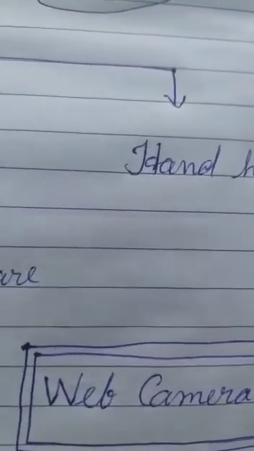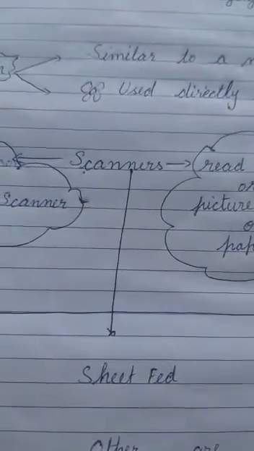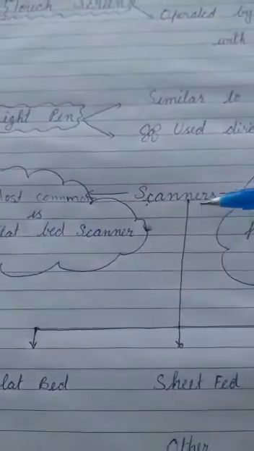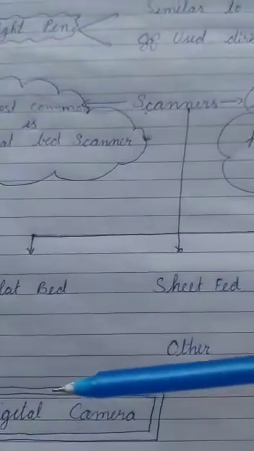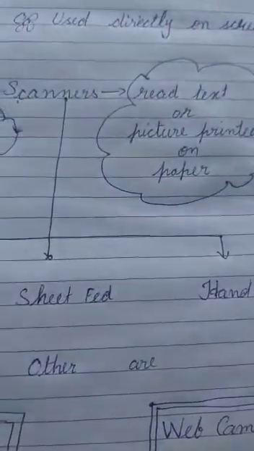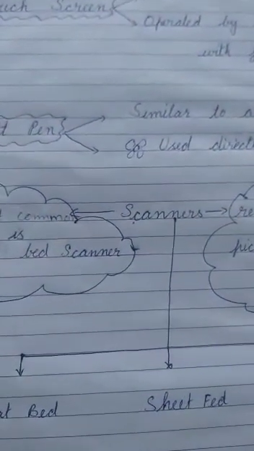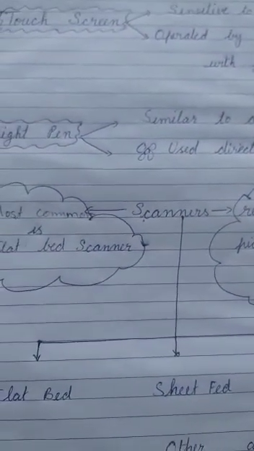So these all are our input devices that we have seen. How many devices we have seen? We have seen keyboard, then mouse, then microphone, then touch screen, then light pen, scanners, digital camera and web camera. These all are the input devices. Now the output devices are left, that we will see in our next class. So that is all for today.